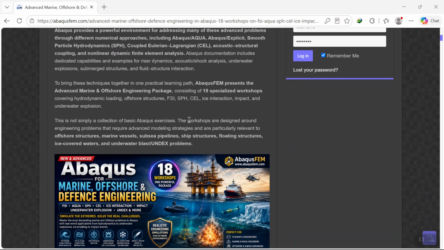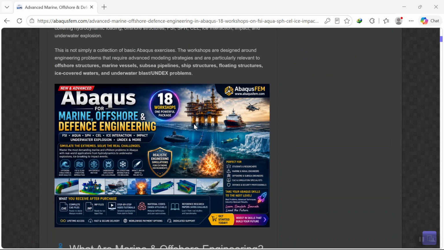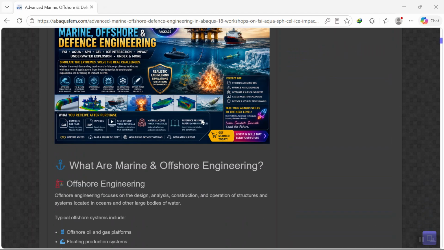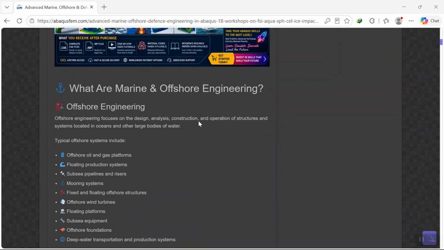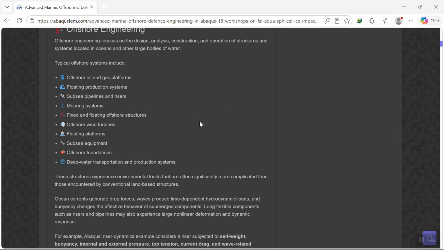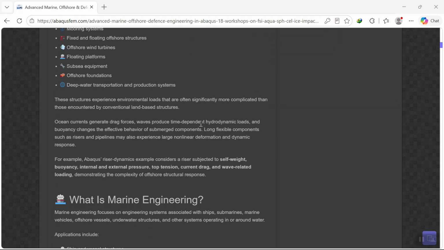Marine and offshore engineering are among the most challenging areas of computational engineering. Structures operating in water are exposed to conditions that are very different from conventional structures and loads. Waves, ocean currents, buoyancy, hydrodynamic forces, fluid structure interaction, ice, impact, and underwater shock can all affect the behavior of the structure.